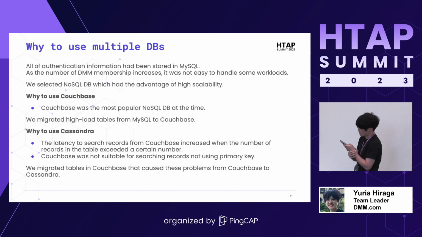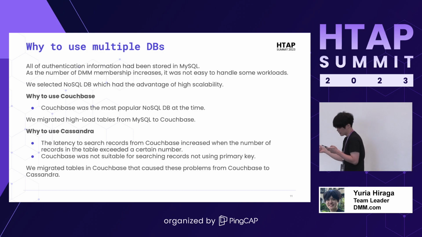The other is that Couchbase was not suitable for searching records without using the primary key. So we selected Cassandra to solve these problems. We just migrated the tables in Couchbase that cause these problems from Couchbase to Cassandra.